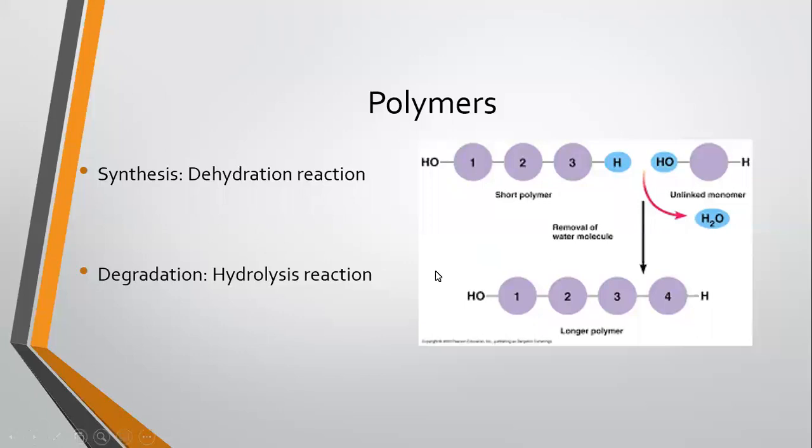So in the case of this specific polymer right here, we have 4 monomers linked together. In between these 4 monomers, we have 3 bonds: 1, 2, 3. Therefore, 3 dehydration reactions took place, and we released 3 water molecules. The opposite, in order to break this polymer, would be a hydrolysis reaction. So we'd have to put in a water molecule in order to break it into a monomer.